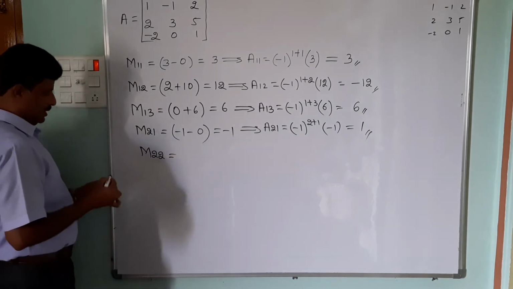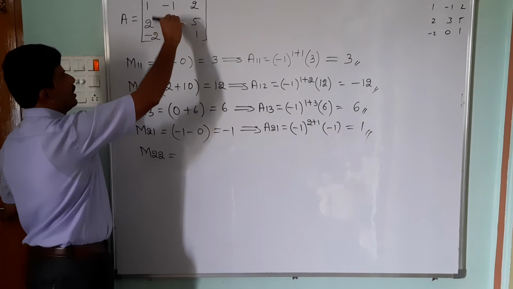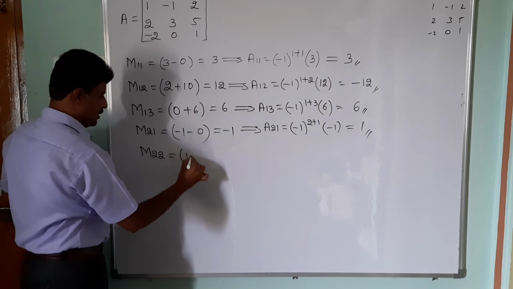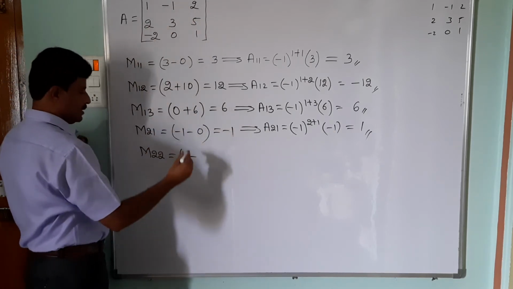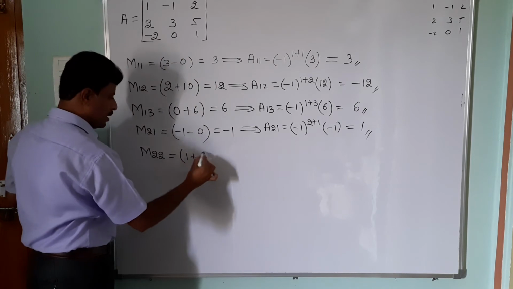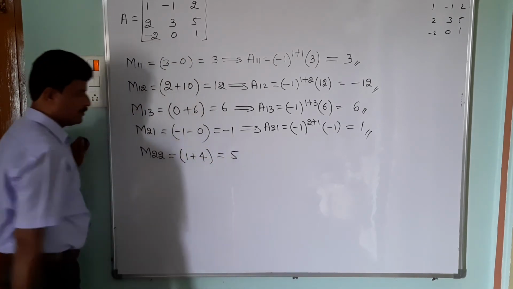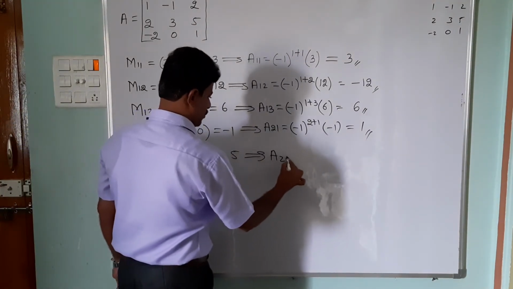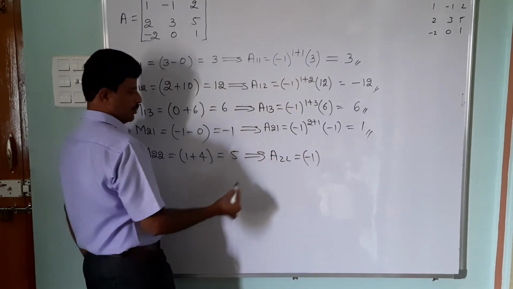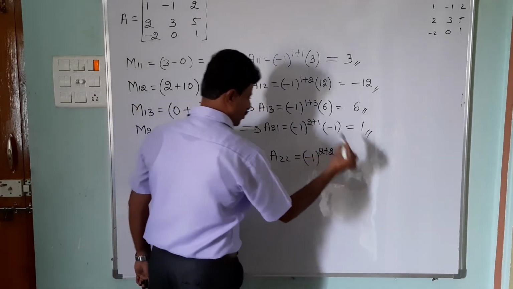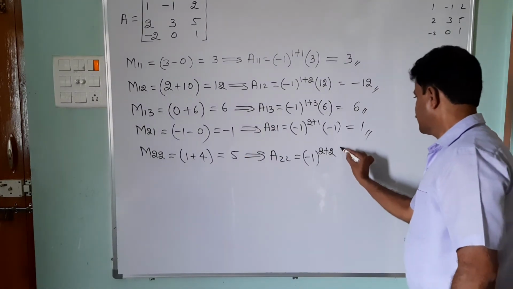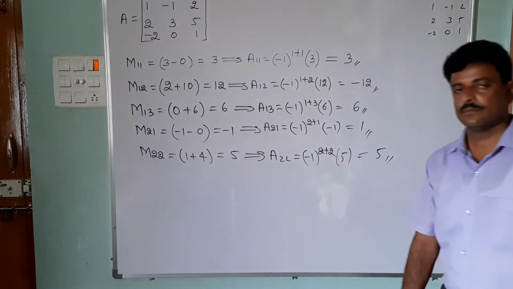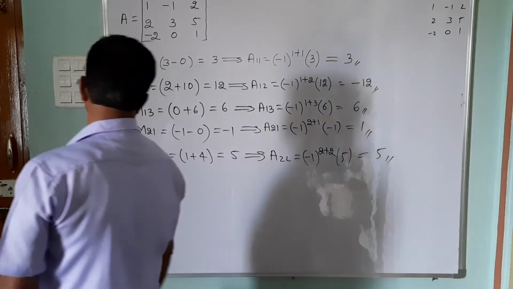m22 is equal to, close this row and column: 1, 2, minus 2, 1. Ones are 1, minus into plus, minus into minus plus, 2 twos are 4. 1 plus 4 is equal to 5. Then a22 is equal to minus 1 to the power of 2 plus 2, so that result is 5. 2 plus 2 is 4, that is positive, therefore 5.